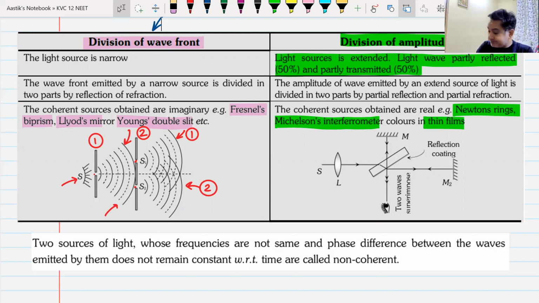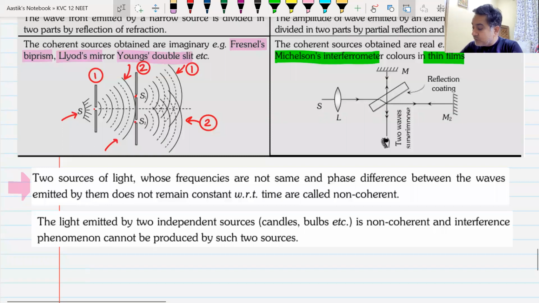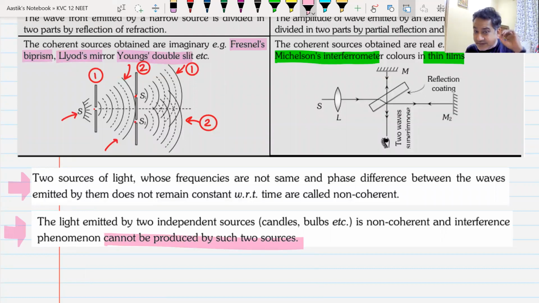Okay. Now remember, one more point that I will have to discuss here. Now remember, coherent sources of light. For sound, you can obtain coherent sources from different sound sources. But for light, you must remember, coherent sources can only be produced by a single source. It cannot be produced by two sources which are different.